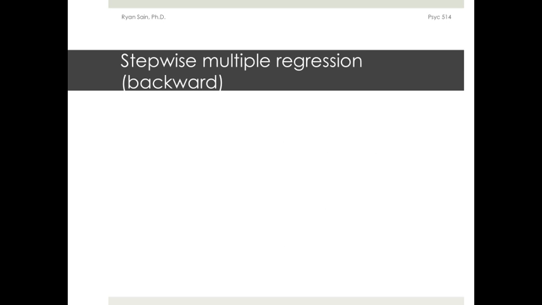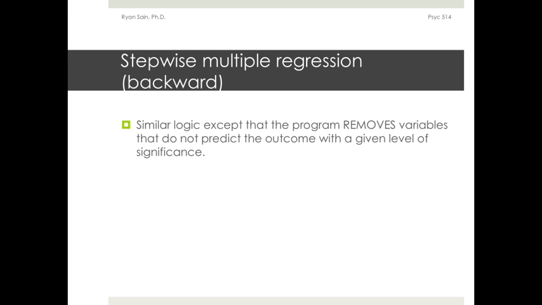The last method that we have here is called stepwise multiple regression, but it's backward. Right? So similar logic, except the program removes variables that do not predict the outcome. Okay? So we say that we only want variables that are significant predictors, and remember what we're doing here is looking at each variable and saying whether each variable is a significant predictor or not, and it's telling us if the whole model is a significant predictor. Right? The model contains multiple predictors, but it will also allow us to look at each predictor.